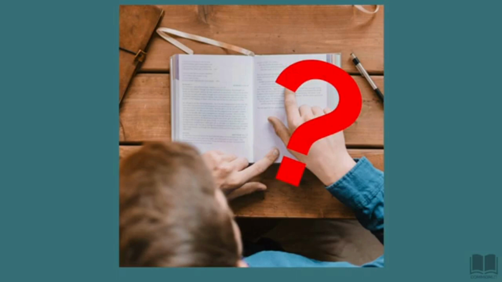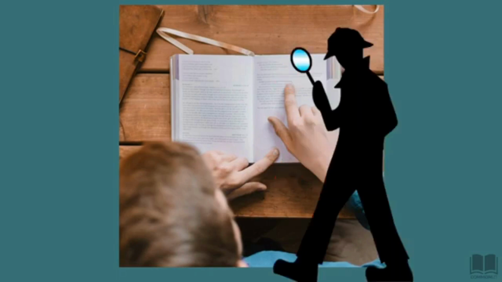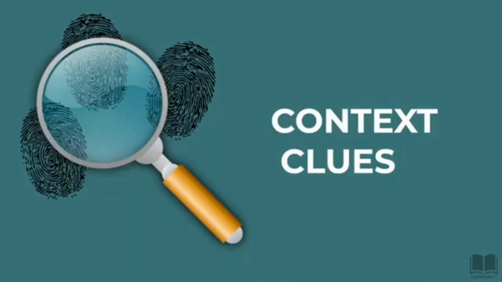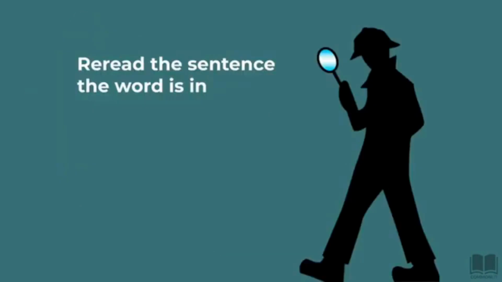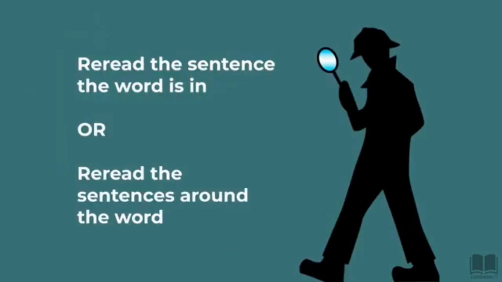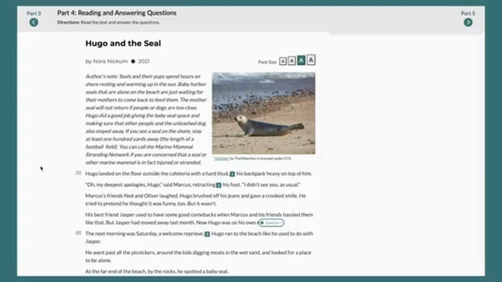This is a problem. You need to figure out the meaning of those words. You will need to be a word detective to figure out what those unknown words mean. Writers leave little clues in the text to help you figure out the meaning of these tricky words. We call them context clues. To find context clues, sometimes you will have to reread the sentence the word is in, or reread the sentences around the word to help you. Let me show you how.